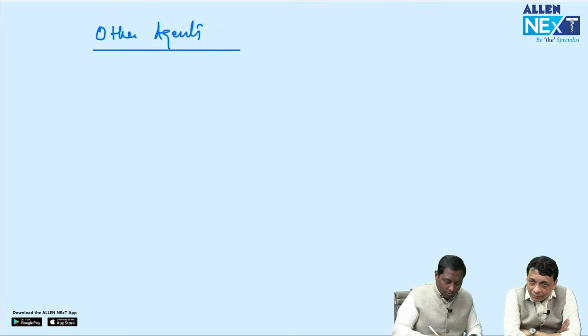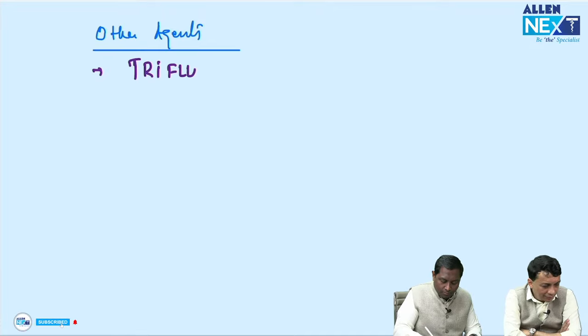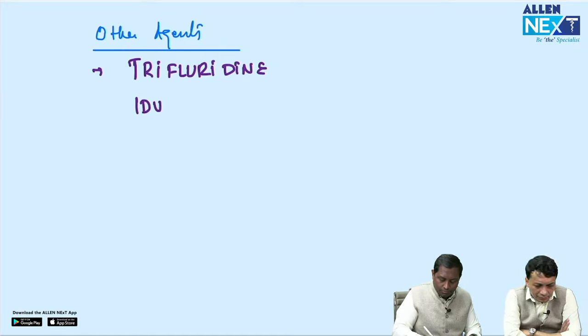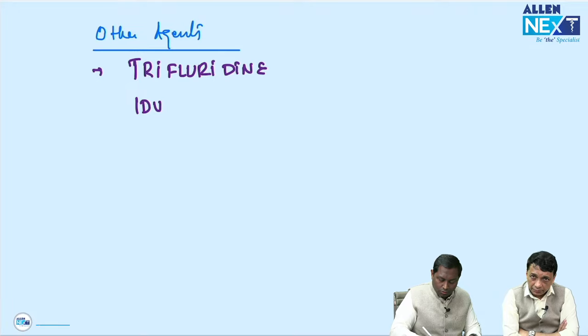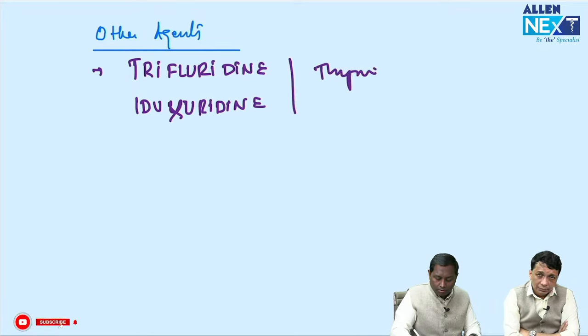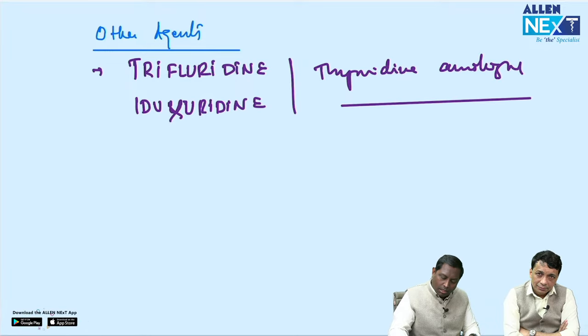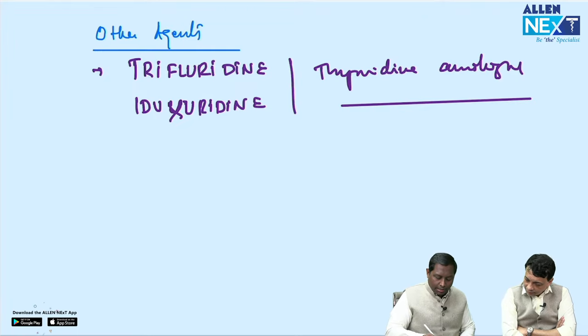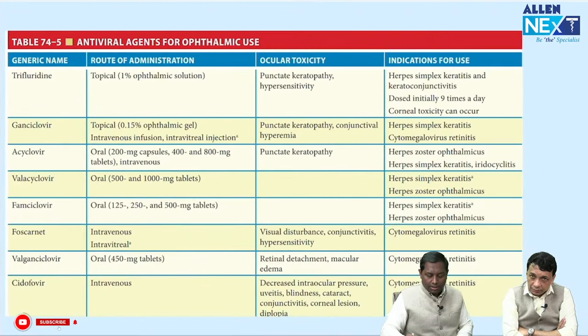Other agents that we can use will also be trifluridine and idoxuridine. These are the other two agents. Right, these are actually thymidine analogs. These thymidine analogs also get incorporated in the viral DNA, and they also act by inhibiting the DNA polymerase that we have. Right, and in addition to this, we can go ahead with the next question that we have.